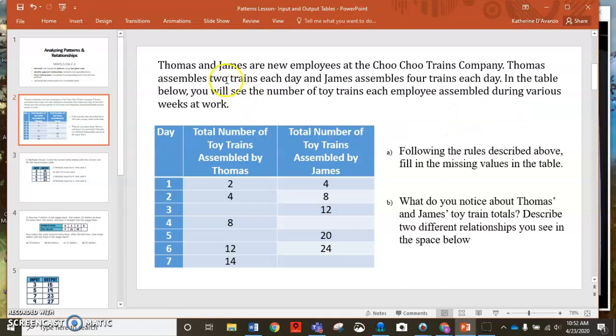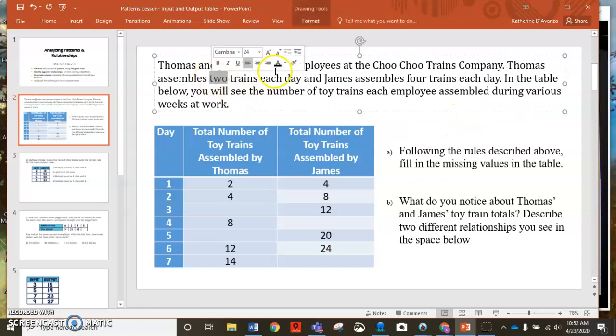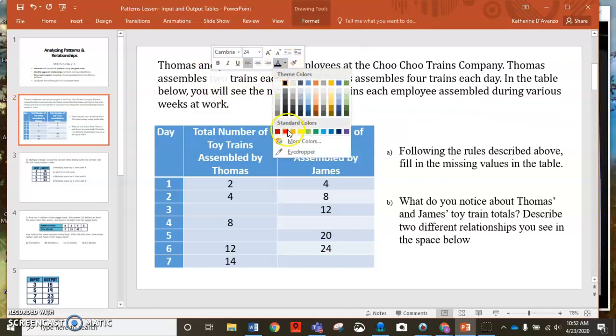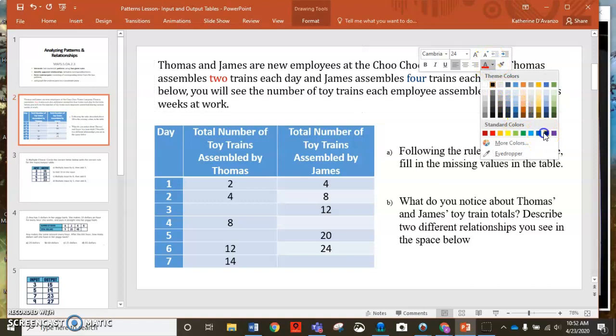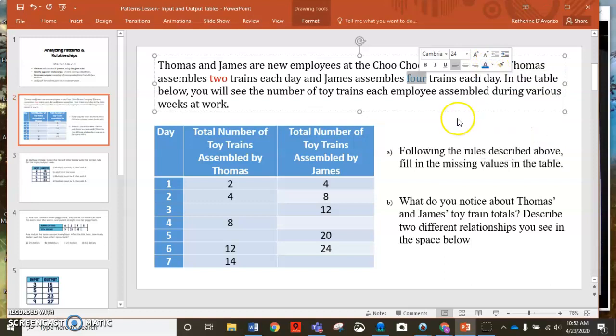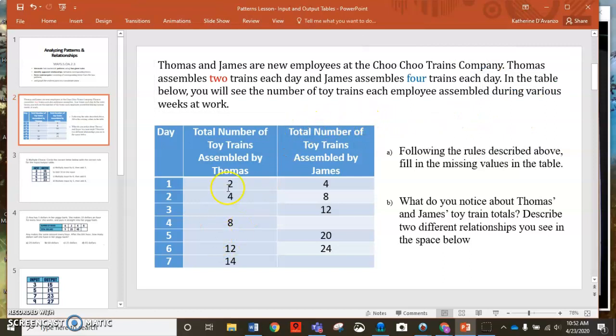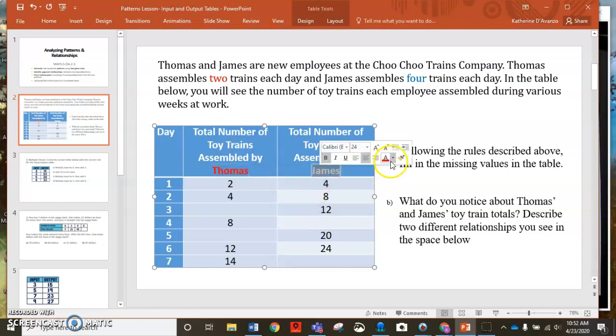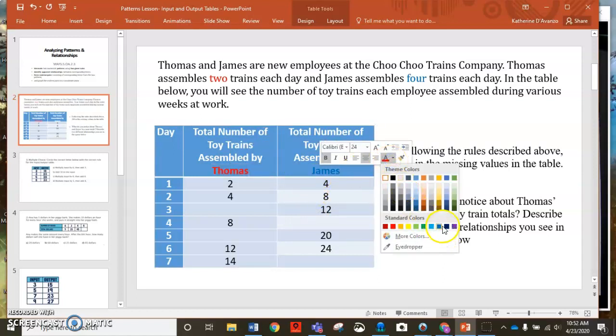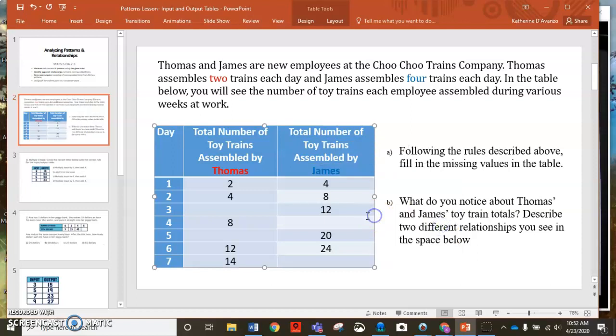So first, let's take a look at Thomas. Thomas makes 2 trains each day, while James makes 4 trains each day. So we're going to color code for these different rules. And here Thomas is red, and James is blue. And now we're ready to fill in our missing values.